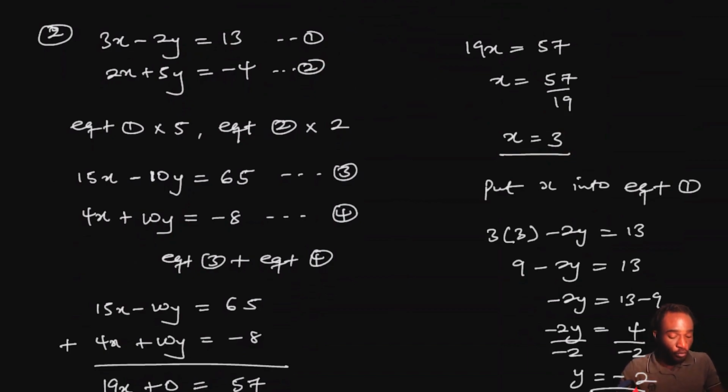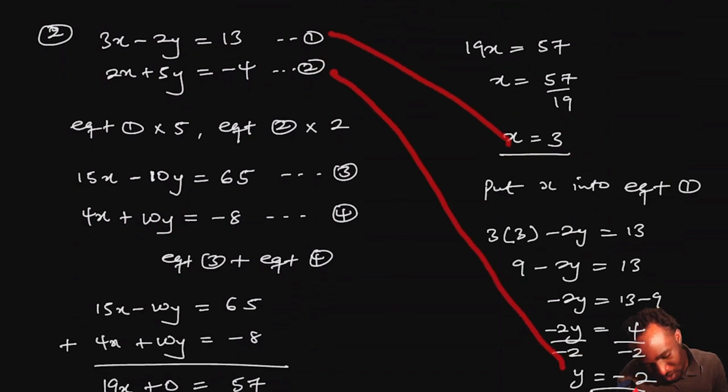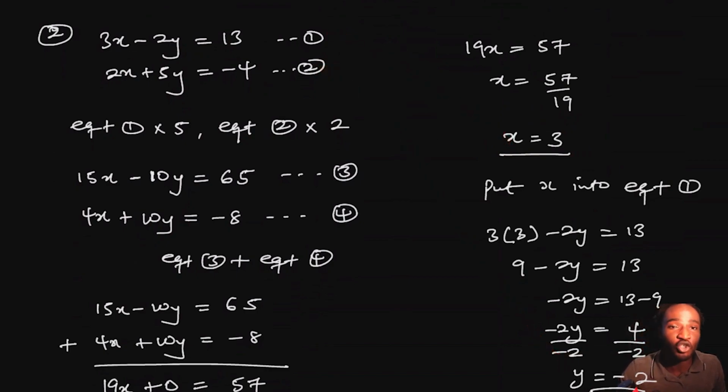So we found a value for x and y. We have found them. Now, the last part of the question says we should verify them. It's very important, so you have to verify them. We input these values into any of the equations and make sure that these equations are true.